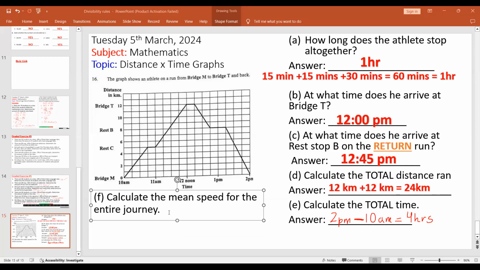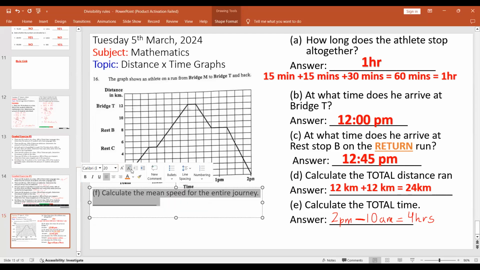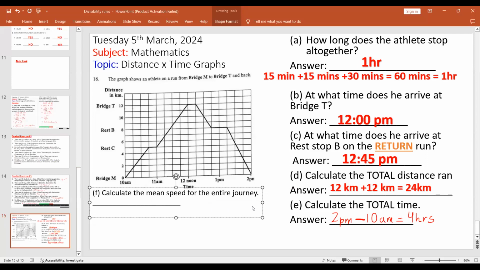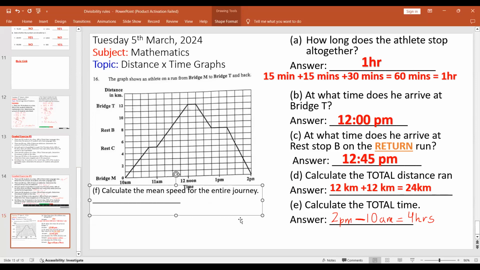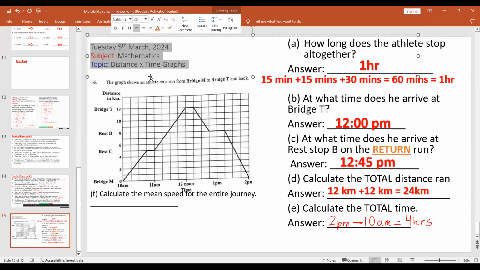All right, calculate the mean speed for the entire journey. So you want to figure out, when we say mean speed, what does mean mean? Mean is the average. So here they're asking us for the average speed of the journey. And we know how to figure out average speed, right? Average speed is going to be distance over time. Good.